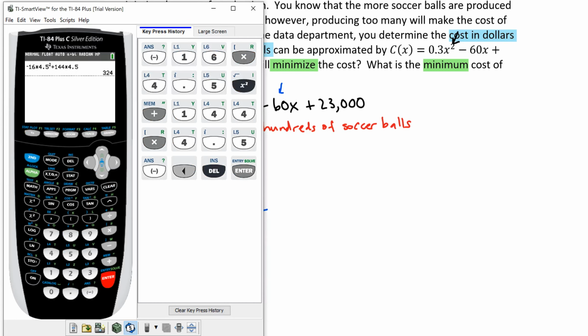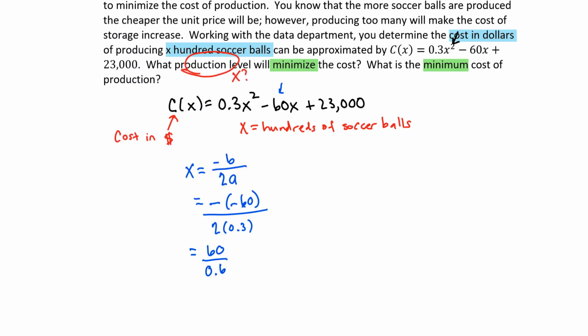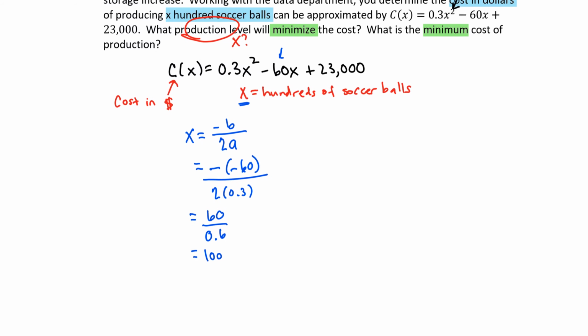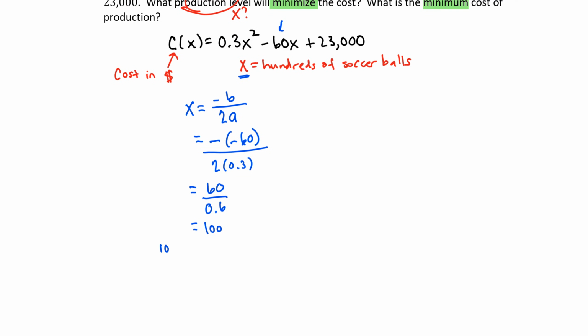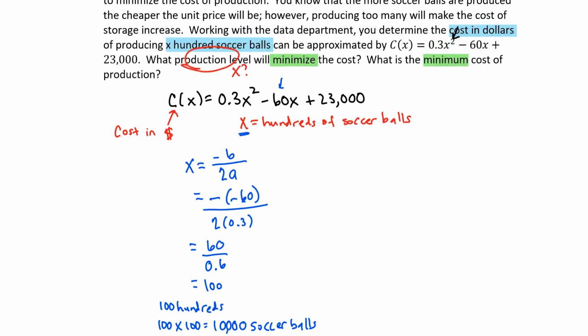Let's type that into our calculator. 60 divided by 0.6, and we obtain 100. So x equals 100. Now remember, very importantly, x is in hundreds of soccer balls. So this means we have 100 hundreds of soccer balls, or you can think of that as 100 times 100 soccer balls, or 1 with 4 zeros, 10,000 soccer balls. Okay, so to minimize the cost, that means we're producing in bulk, but we're not using too much storage. We have 10,000 soccer balls.